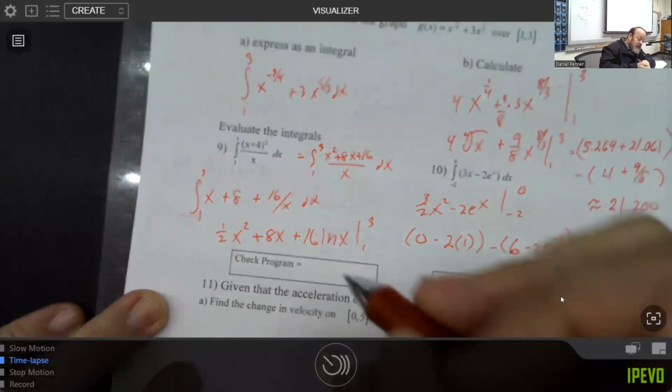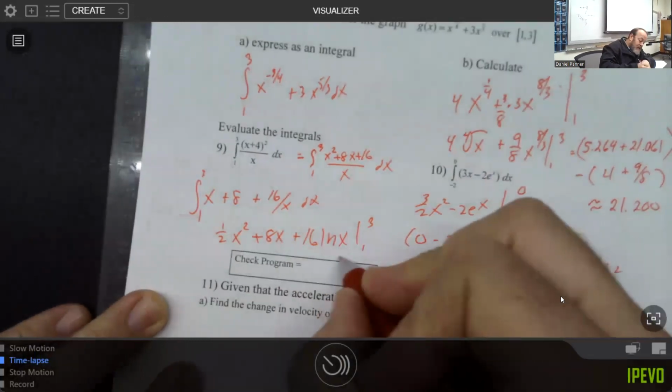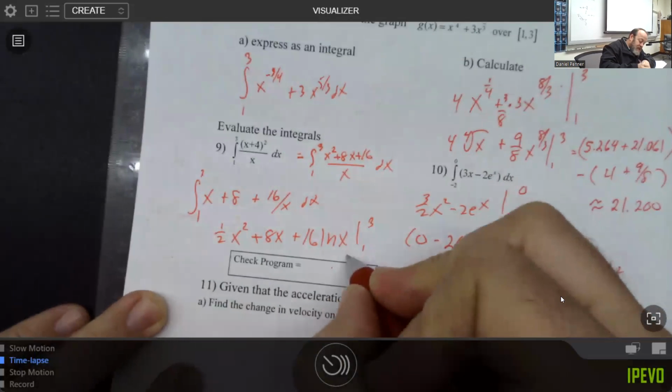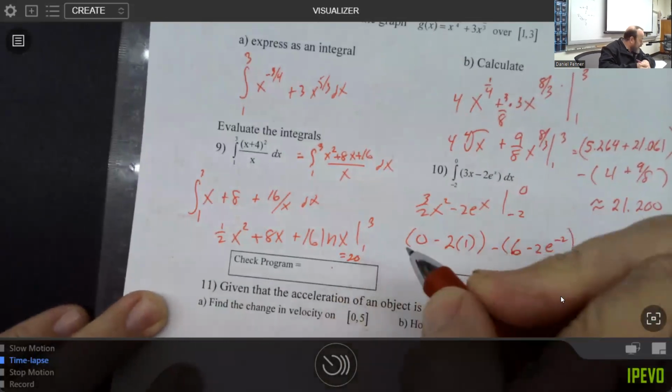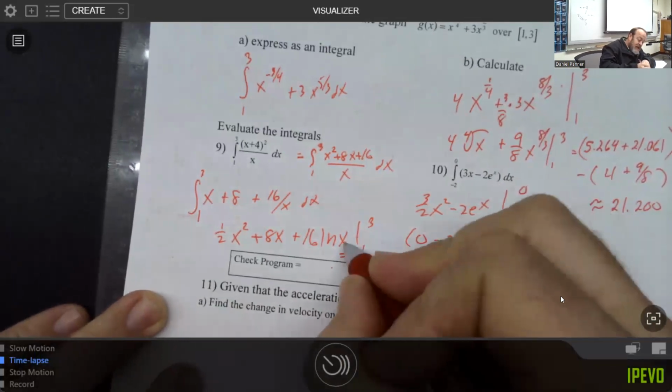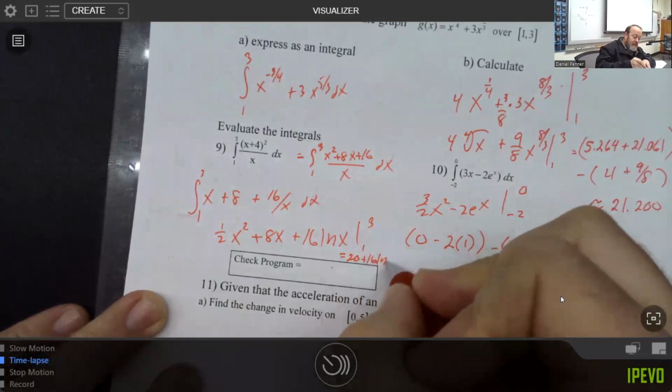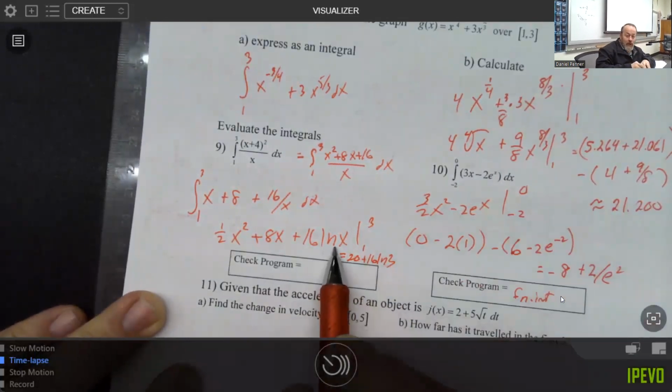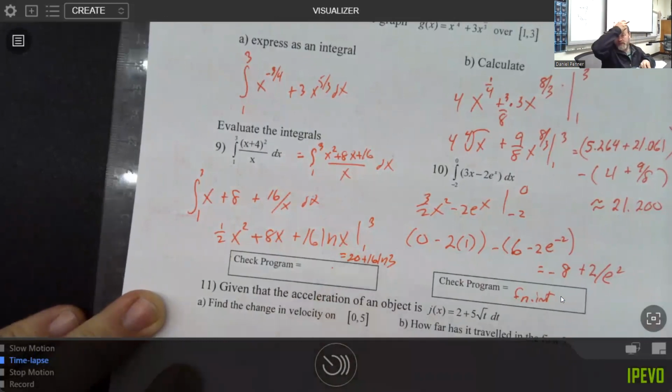When I did, just not wanting to make this video particularly long, I'll skip going through the math. I got 20 plus 16 natural log of 3. Keep in mind that the natural log of 1 is 0. So, a lot of the stuff cancels out pretty nicely, and we can check it.